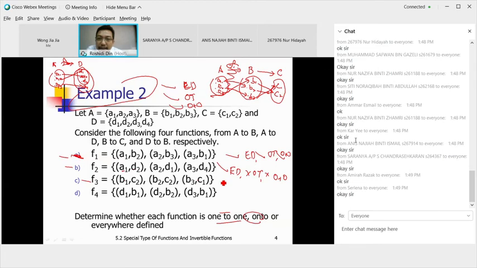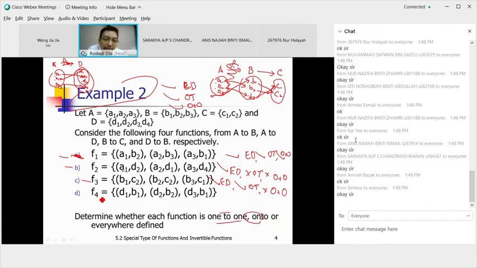So we check. Is it everywhere defined? Yes, everywhere defined. Why? Because all the elements in B that map to C are utilized. 1, 2, 3 utilized. Yes. So is it onto? We look. Yes, onto. Is it one-to-one? No, because B1 and B2 map to C2, so it is not one-to-one.